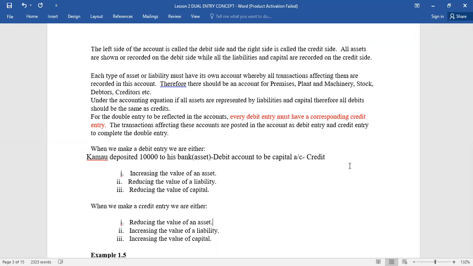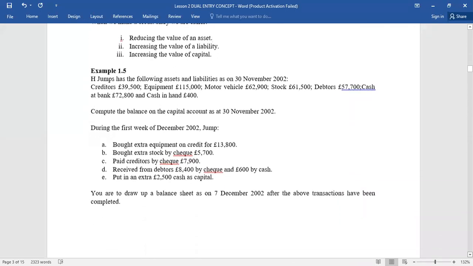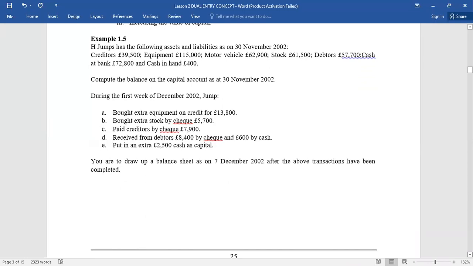I'm not very sure whether it's coming out clearly, but we have an illustration here to help us understand better. So here we are. Jump has the following assets and liabilities as at 30th November 2002: creditors 39,500, equipment 115,000, motor vehicle 62,900, stock worth 61,500, debtors 57,700, cash at bank 72,800, and cash in hand 400 pounds. Compute the balance on the capital account as at 30th November 2002.